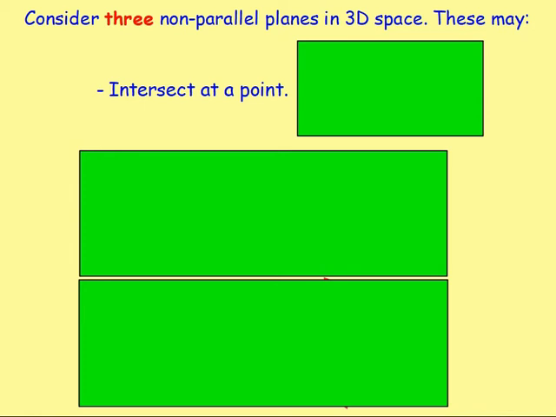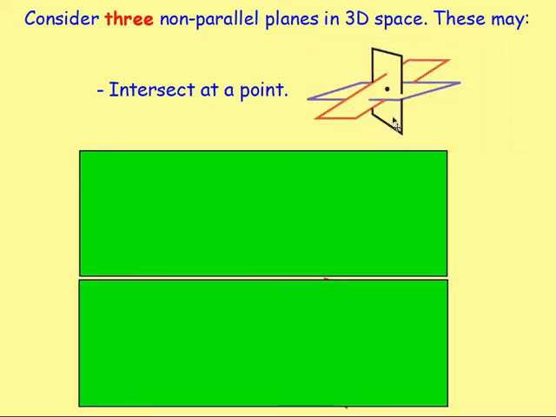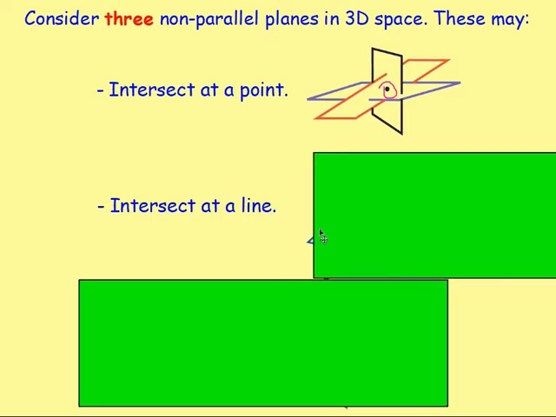Let's say we have 3 non-parallel planes in 3D space. If we have that, then you have 3 different options. They may intersect at a point. So you can see here these 3 planes, the red one, the blue one, and the black one, they're just intersecting at that one point. That's where they intersect.